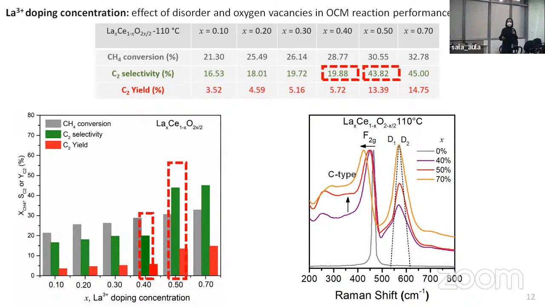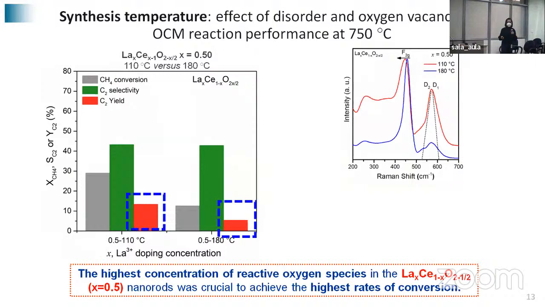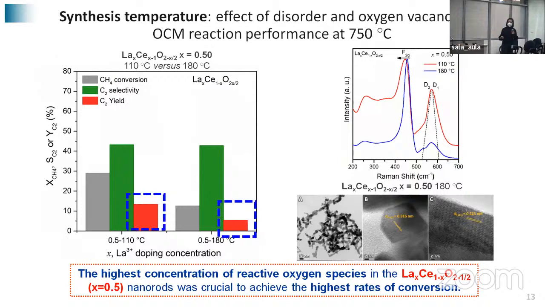Another interesting result is to compare how the synthesis temperature affects the OCM performance. Here we can see the sample synthesized at 110 degrees and the sample synthesized at 800 degrees. We can see the conversion, and consequently the yield, was different, but the selectivity was nearly the same. We believe that the amount of oxygen vacancies and the double fluoride phase that we found here may be a problem for the conversion. We are still investigating this result further, and this is just our first thoughts about it.